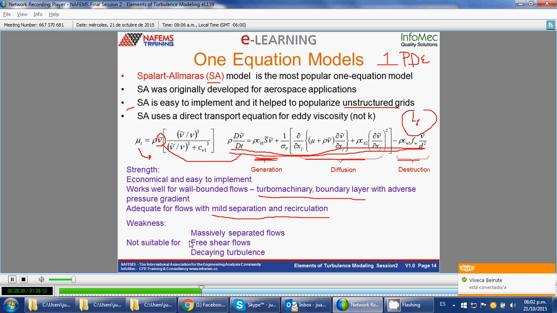If you have massively separated flows, so imagine you have flow over an airfoil and you got massive separation happening here, it doesn't do so well in those kinds of applications. Or if you have shear layer or decaying turbulence. So these are the places where it does fail, or maybe not fail, but it doesn't do so well. So this is the SA model.